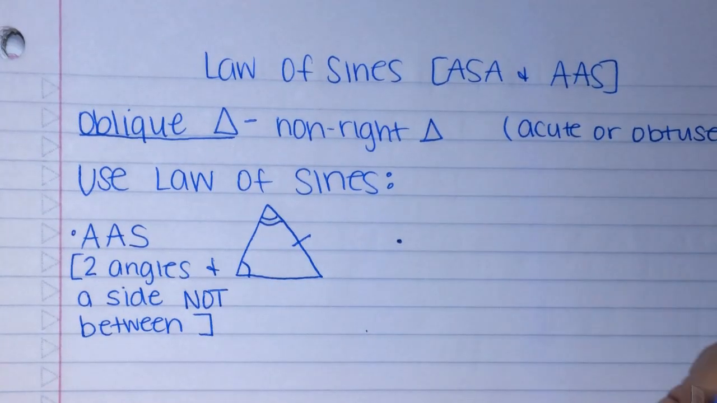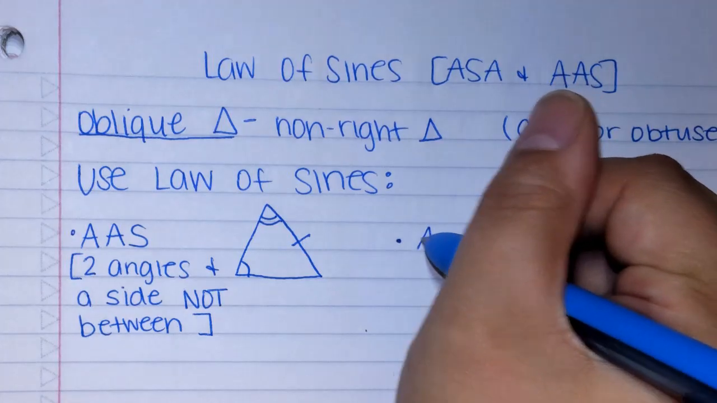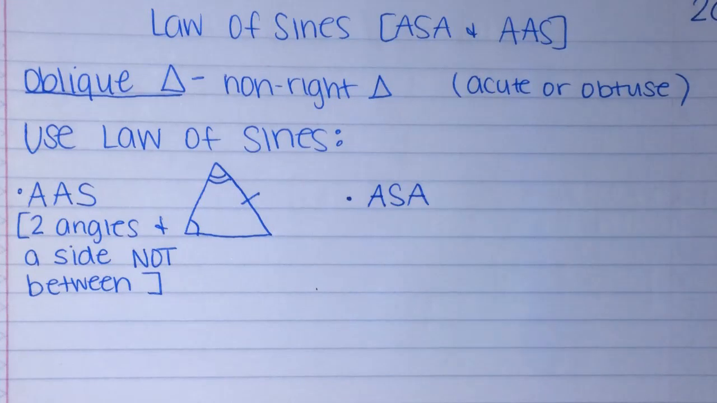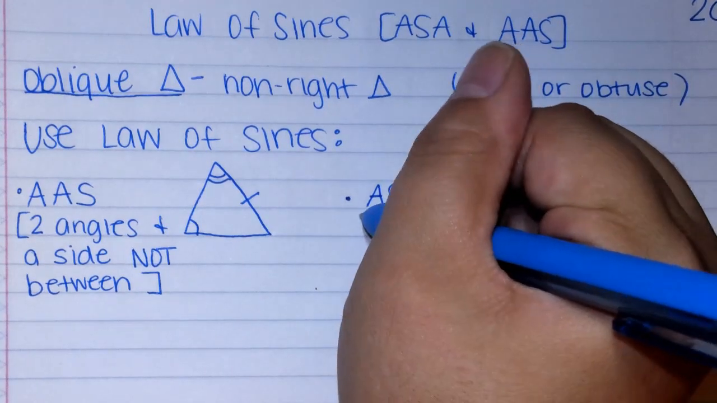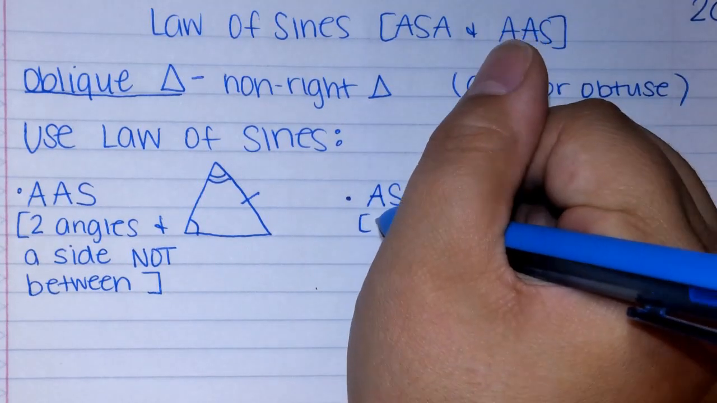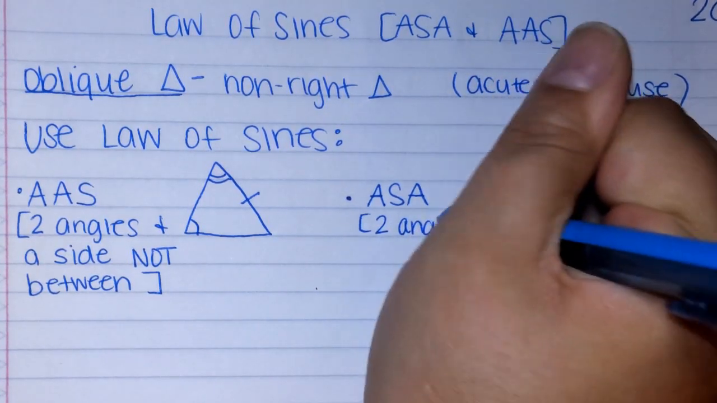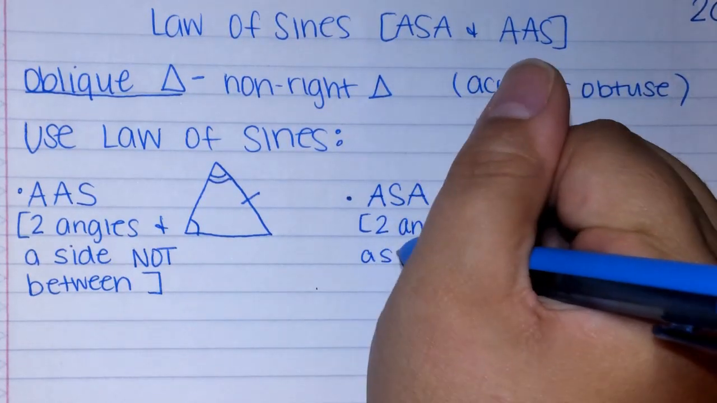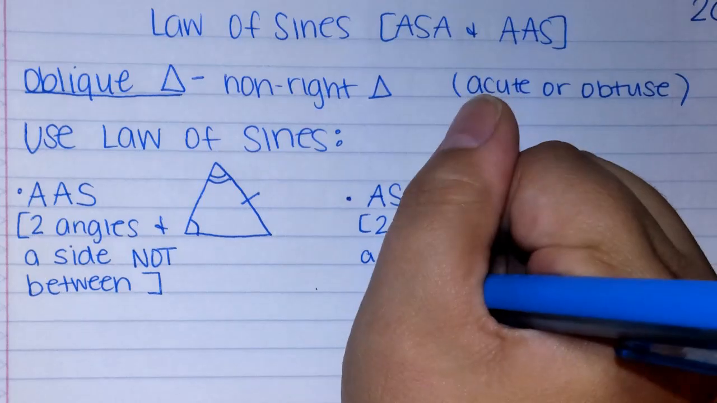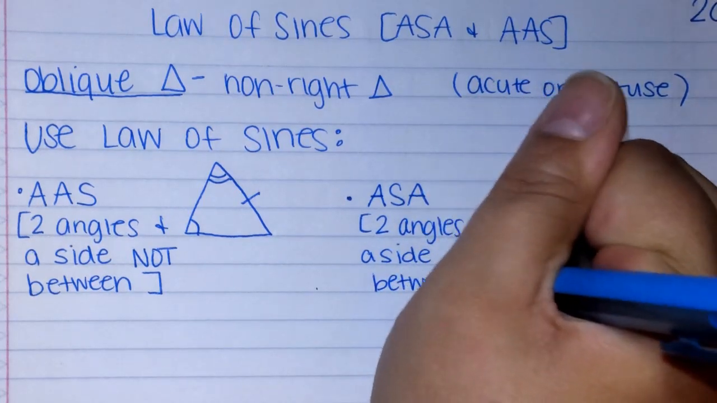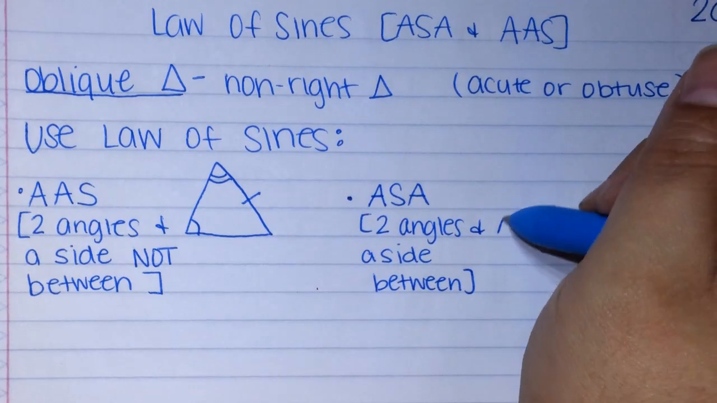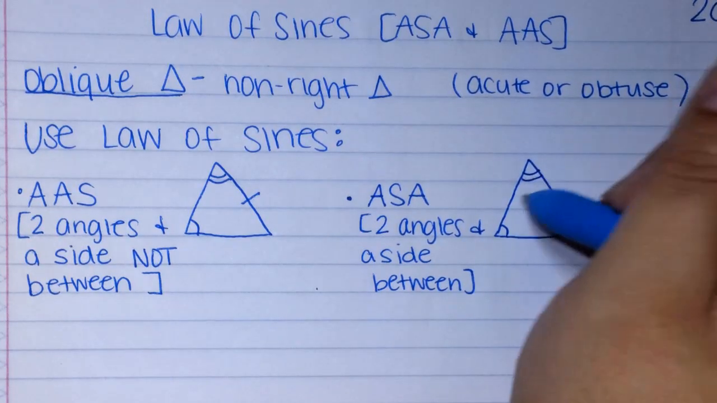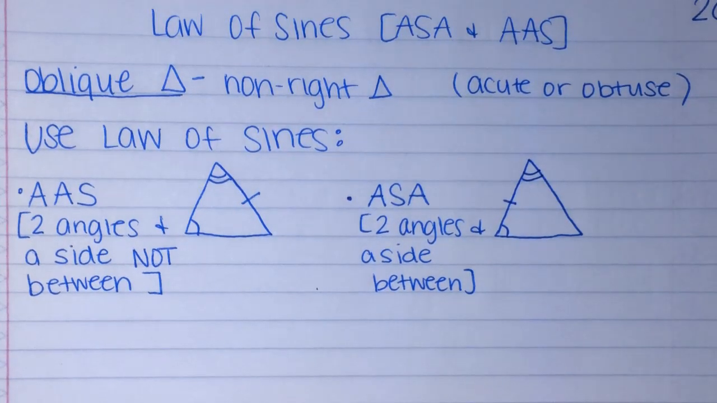You can also use law of sines when you have ASA, or what is this? Angle, side, angle, which is 2 angles and a side between. Write that down, please.